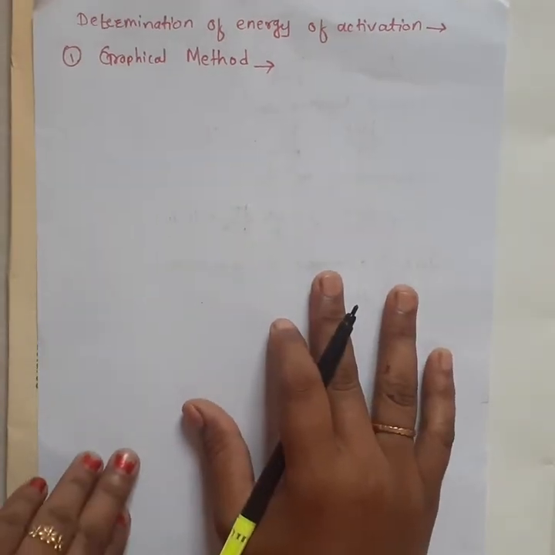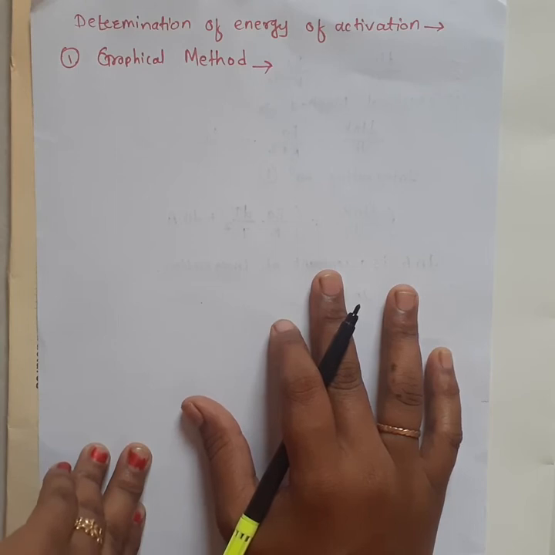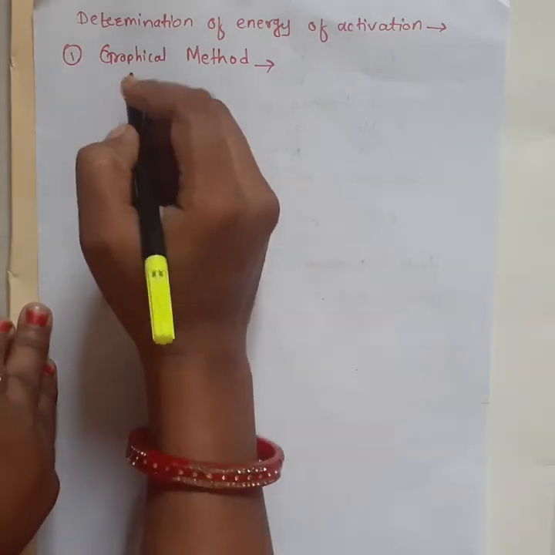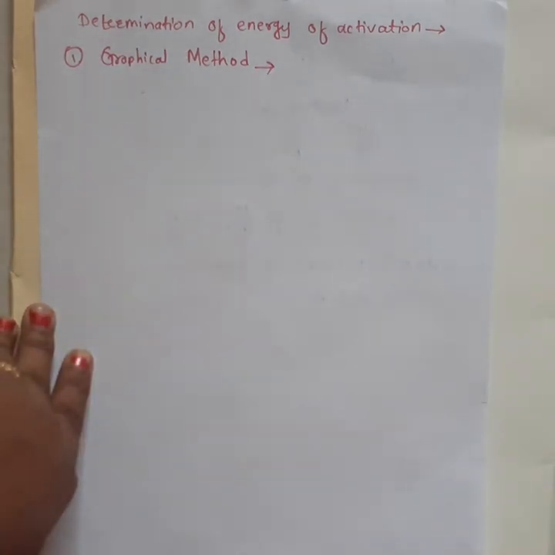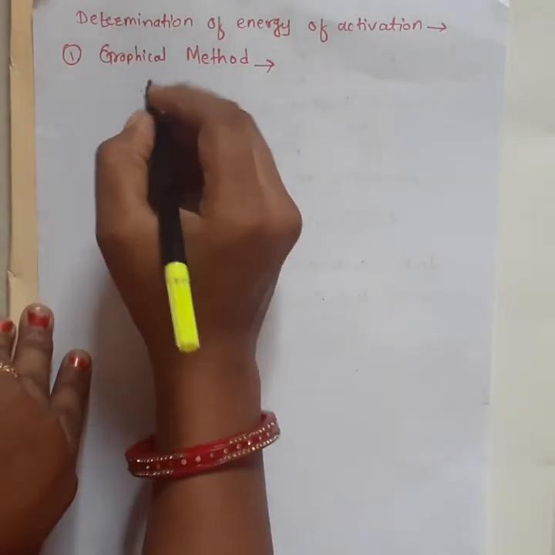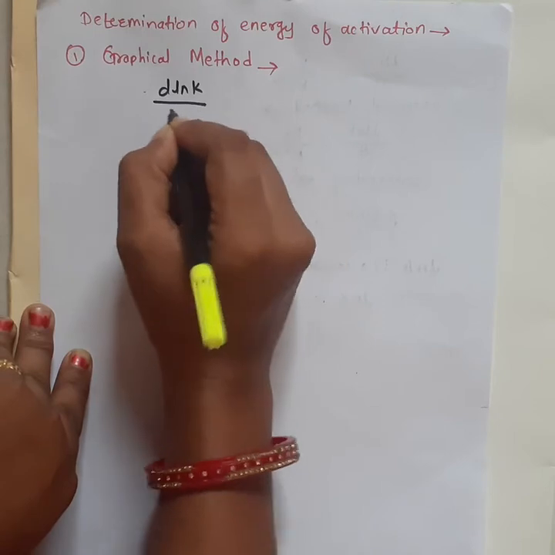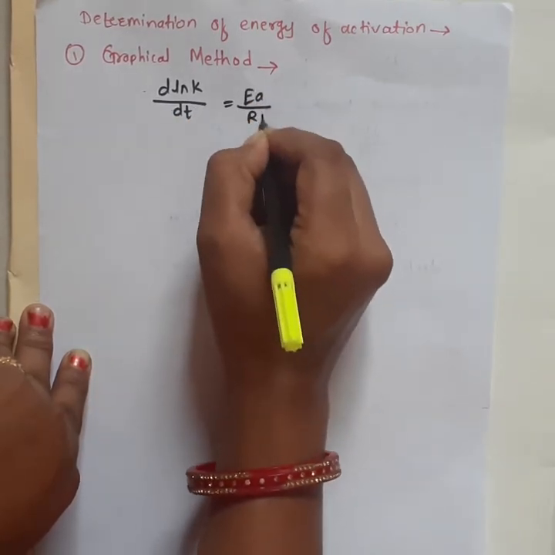Good morning, students. In the last lecture, we studied the derivation of the Arrhenius equation, and in that we studied the different forms of the Arrhenius equation. We studied the differential form of the Arrhenius equation. So, what was the differential form? The differential form was d ln k upon dT is equal to Ea upon RT square.